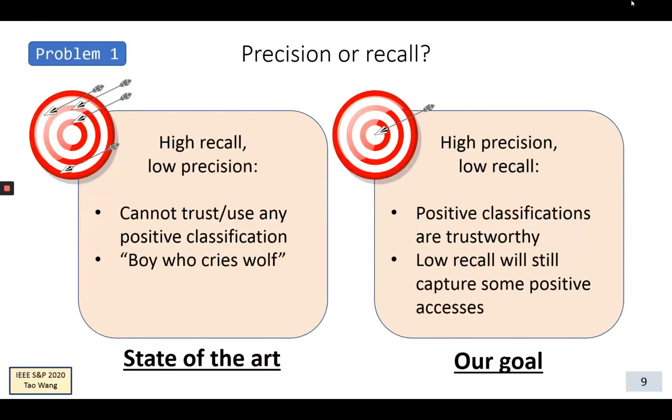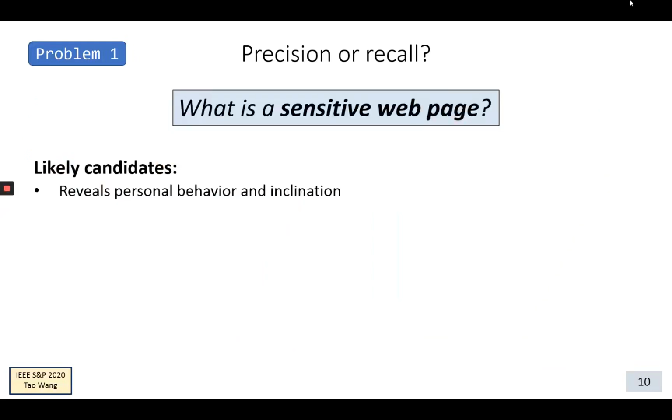And the reason why this is a good situation for website fingerprinting is essentially because of what a positive actually is. So what is a sensitive web page? Let's look at the realistic attacker and what they might want to identify. Such likely candidates could be web pages that reveal personal behavior, private web pages that reveal what your inclinations are, such as political web pages.